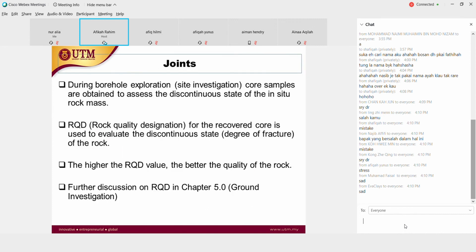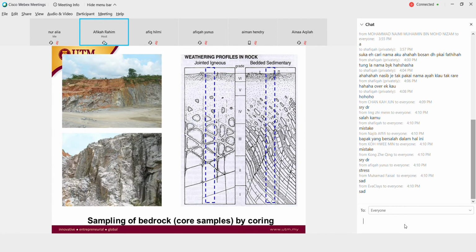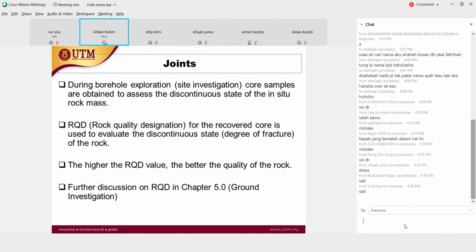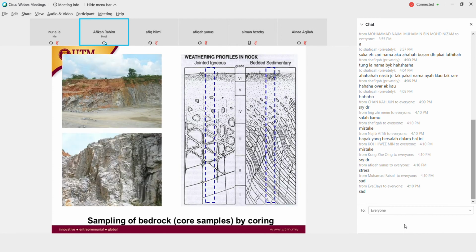And this is the sample, and this is the RQD being calculated. RQD is the rock quality designation. I will show you guys later. This is the profile of the rock.